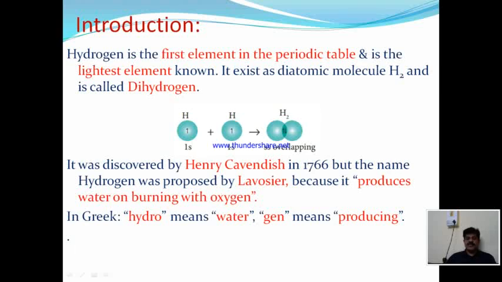If you go back to the history of hydrogen, hydrogen was discovered by Henry Cavendish in the year 1766, but the name hydrogen was proposed by Antoine Lavoisier because hydrogen produces water on burning with oxygen. In Greek, hydro means water, gen means producing. Together, hydrogen means water producing. In other words, we can say that when hydrogen is burnt with oxygen, we are going to get water.